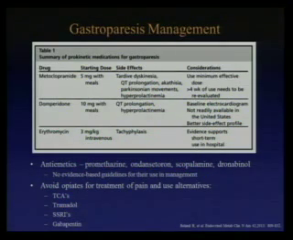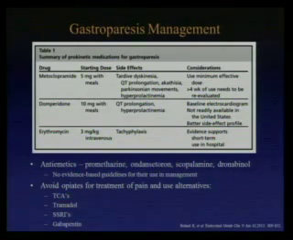Erythromycin, we typically start at 125 or 250 milligrams every 6 hours IV. Its long-term use is precluded by the development of tachyphylaxis, but it's very useful in the short-term improvement of symptoms in hospitalized patients. We often use antiemetics as well, but there's no evidence-based guidelines for their use in the management of gastroparesis.